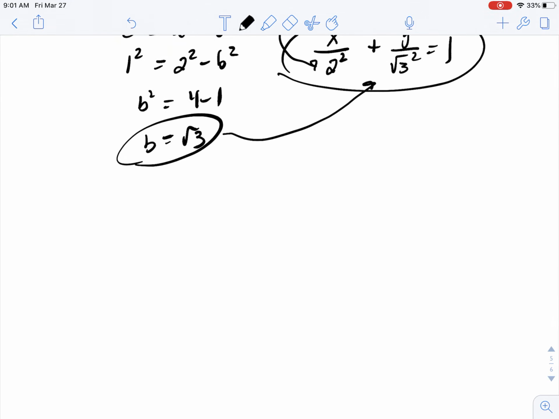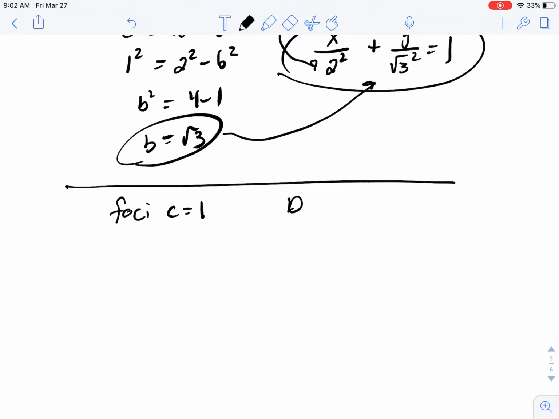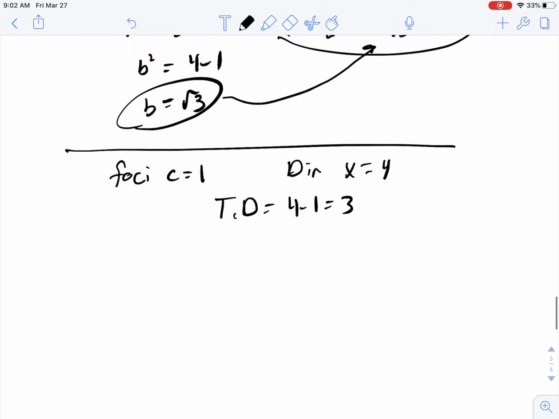All right, one last thing I want to throw in here. So let's say, coming back here, I give you your foci, C equals 1, and your directrix is x equals 4. So with your focus and directrix, that would mean your total distance would be 4 minus 1, which is 3.